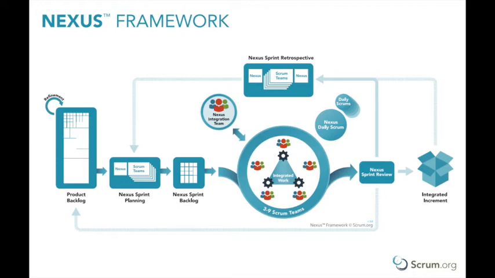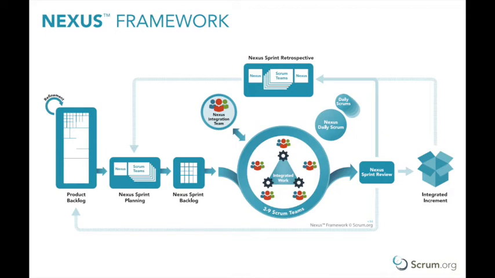Fifth, Nexus Sprint Review. The Nexus Sprint Review is held at the end of the sprint to provide feedback on the integrated increment that a Nexus has built over the sprint. All individual Scrum teams meet with stakeholders to review the integrated increment. Adjustments may be made to the product backlog.